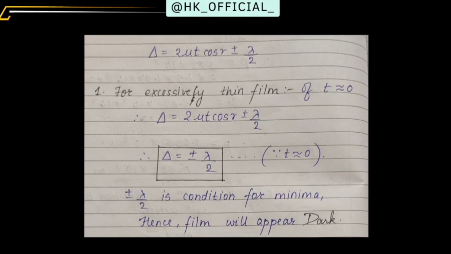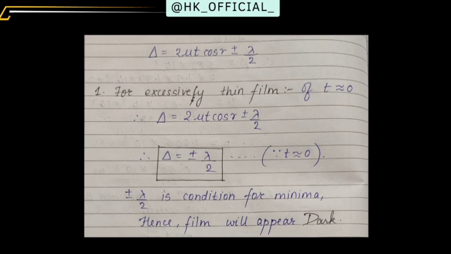The same thing I have written here, that is delta is equal to 2 mu t cos r plus minus lambda by 2, our main path difference formula. Just keep it. Here there are two conditions: for excessively thin film and for thick film. First I have considered excessively thin film, what would be the color pattern in thin film. For excessively thin film, the name only indicates the thickness is approximately equal to 0.